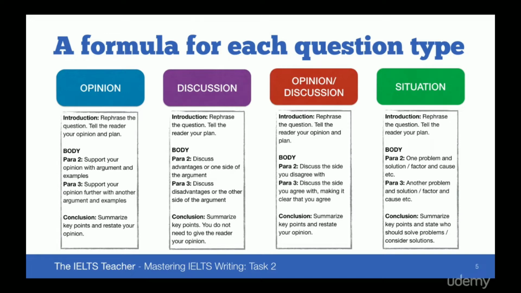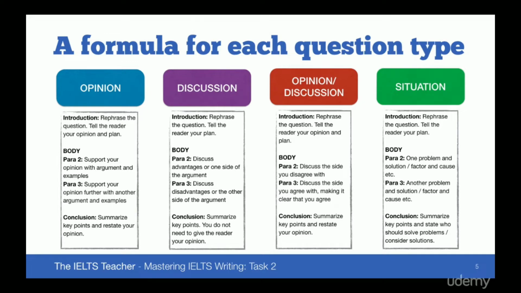Then for the opinion and discussion question, it's a bit of a mixture of both. So in the introduction, we rephrase the question, we tell the reader our opinion. We do want an opinion in the introduction to an opinion and discussion question. In the body, with the first body paragraph, discuss the side you disagree with. So that comes first. Discuss the side you disagree with first.